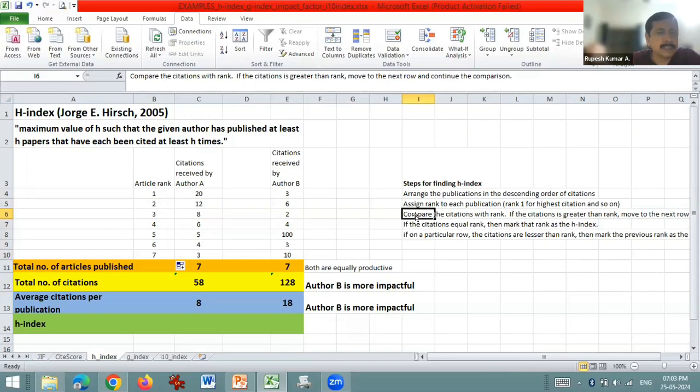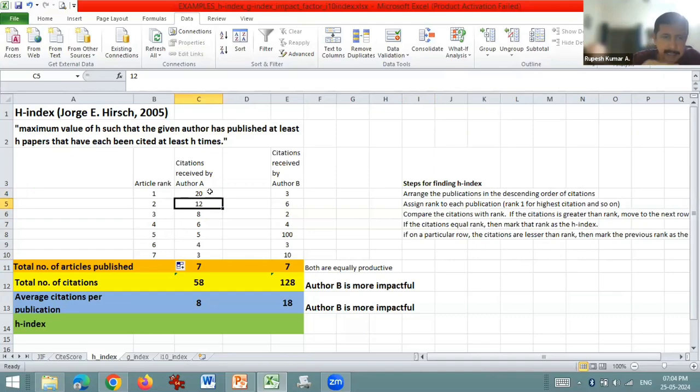Compare the citations with rank. If the citations are greater than the rank, move to the next row and continue the comparison until you find a row where the number of citations and the rank coincide. Let's find out. Is 20 greater than 1? Yes. If your answer is yes, go to the next row and continue the comparison.